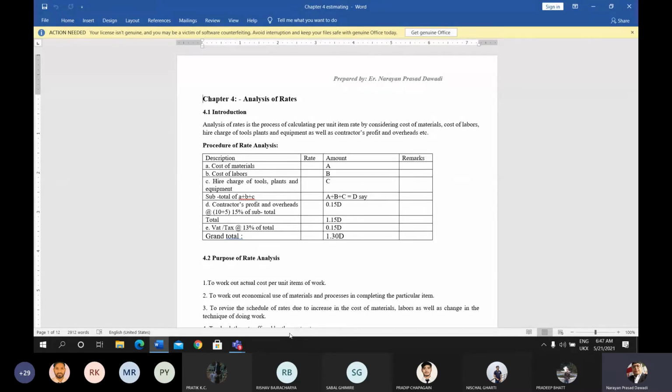First of all, we have to find the cost of all the materials, A. We have to find the cost of all the labor, B. We have to find the hire charge of tools, plants and equipment cost, C. These are the costs, and we add all these costs, A plus B plus C, as D.